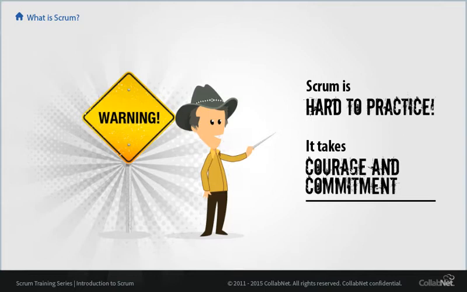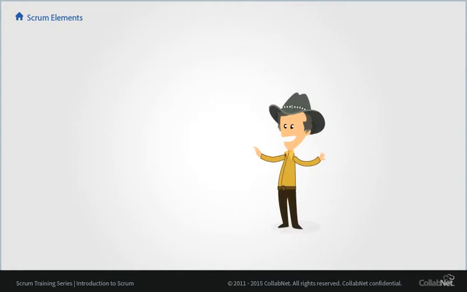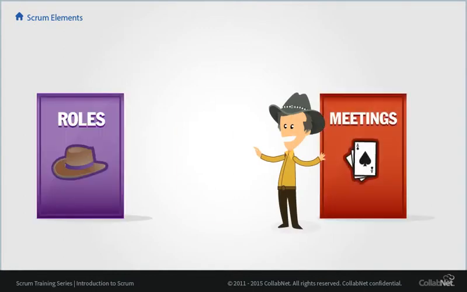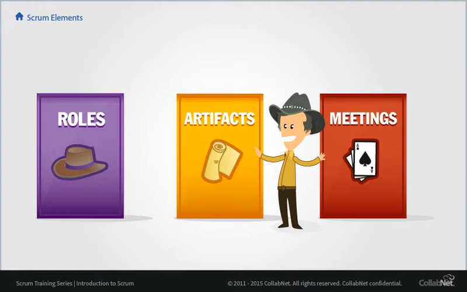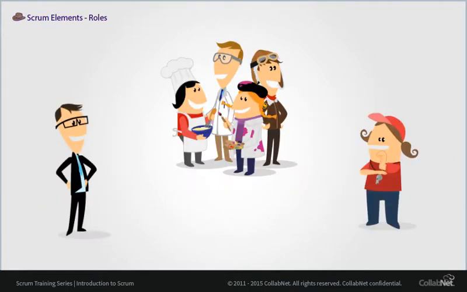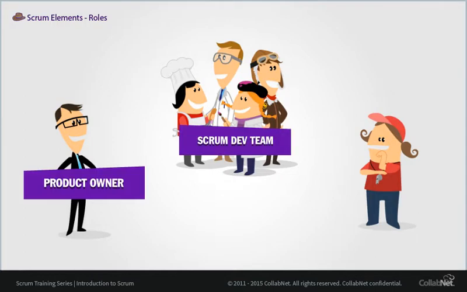But this path to mastery starts with learning the framework properly. Scrum provides a structure of roles, meetings, rules, and artifacts. Let's do a quick overview of them now. There are only 3 roles defined by Scrum, and we'll go through each one: Product Owner, Scrum Development Team, and Scrum Master.